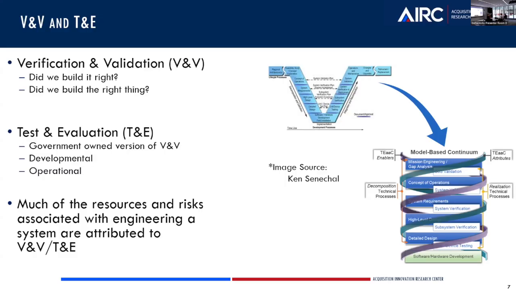But why we're focusing on this, and why it's important from a digital transformation perspective, is I'm going to use this, which Ken Seneschal sent me earlier this week. He actually guest lectured at my class. It collapses a lot of the V, enabling earlier verification, validation, and test and evaluation. So that's really what we're trying to accomplish.